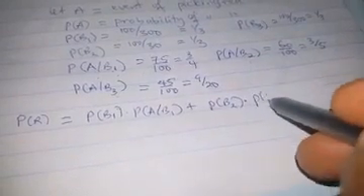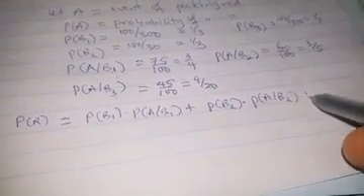This is picking red from bag 1. This is picking red from bag 2. Remember, this is a conditional probability. And this is picking red from bag 3. So at this point we can use our total probability. The probability of picking red, because red is common to bag 1, bag 2, and bag 3. We use total probability: the probability of picking from bag 1 times the probability of picking red from bag 1, plus the probability of picking from bag 2 times the probability of picking red from bag 2, plus the probability of picking from bag 3 times the probability of picking red from bag 3.